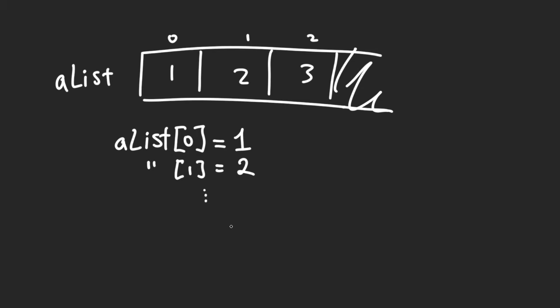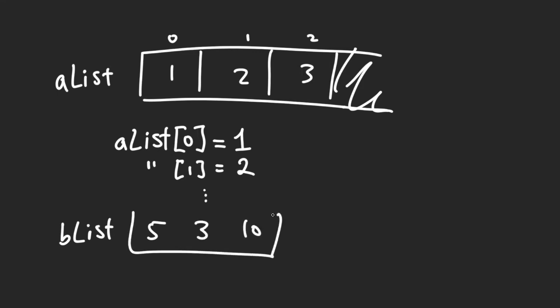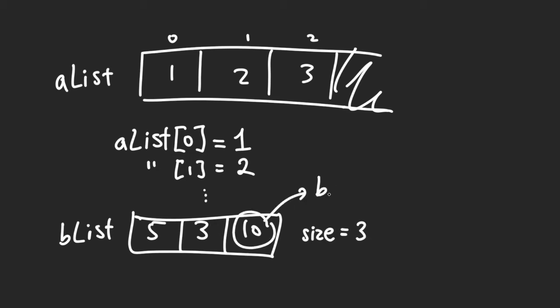And so on. So if you had a B list, and this time you had 5, 3, 10, that was your array. And you can see this array has a size equal to 3. If you wanted to get 10, what you need to type in is the B list at, not at 3, but at 0, 1, 2, at 2. And that gives you 10.